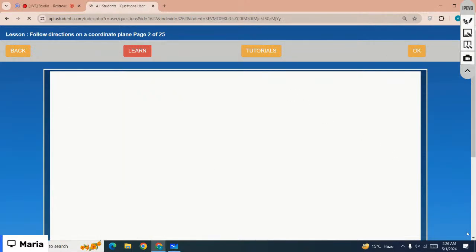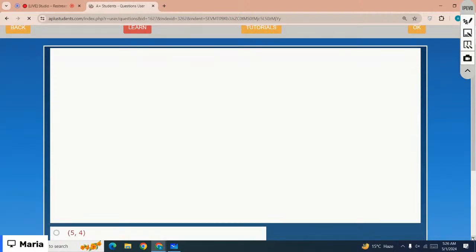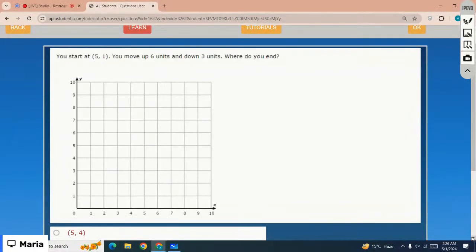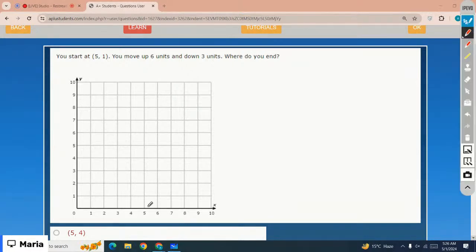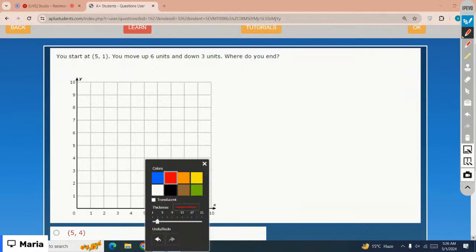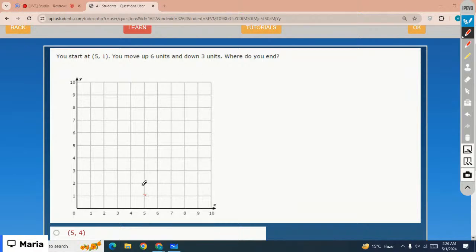The next one: you start at 5, 1. You move up 6 units and down 3 units. Where do you end? X is 5, y is 1. The first thing is you move up 6 units: 1, 2, 3, 4, 5, 6. When you move up 6 units, you are here. Then down 3 units. Again, move down: 1, 2, 3. You end up here. And here the coordinates are X is 5 and Y is 4, isn't it?